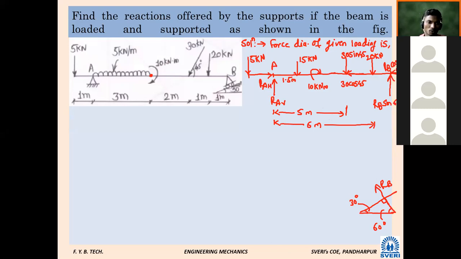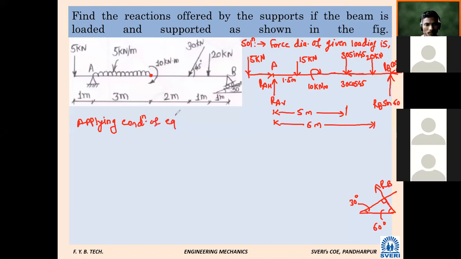There is no question now. So is there any problem to solve further, or shall we quickly solve this again? Or do you want it as homework? Applying conditions of equilibrium, which condition will we apply? Summation Fx is equal to 0.